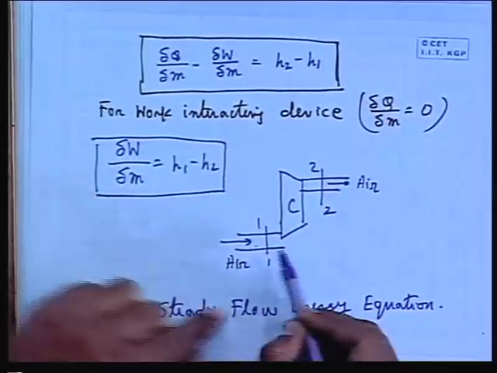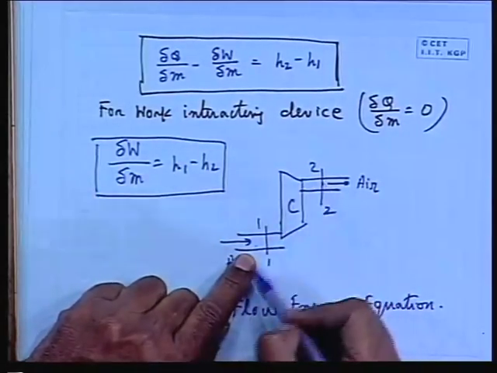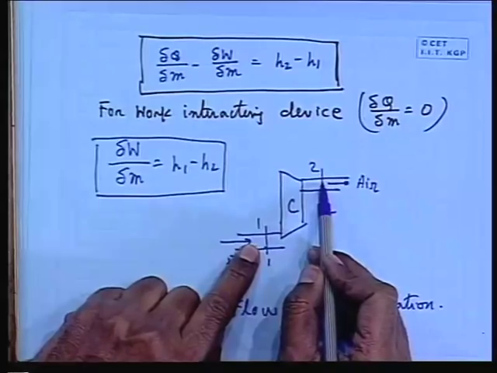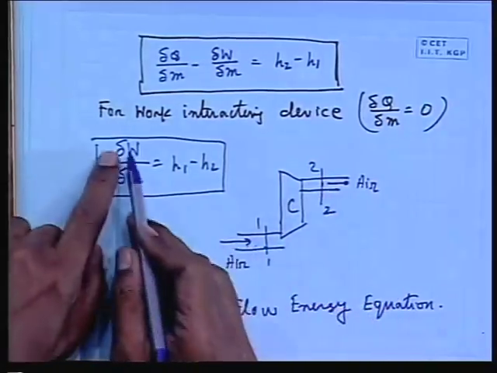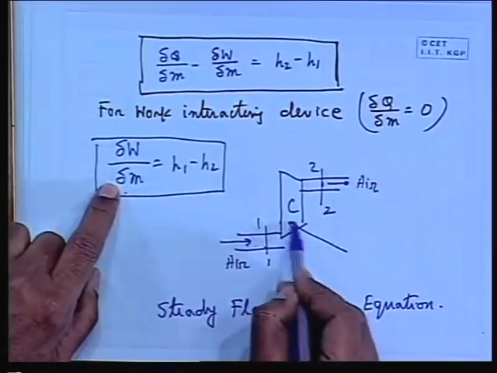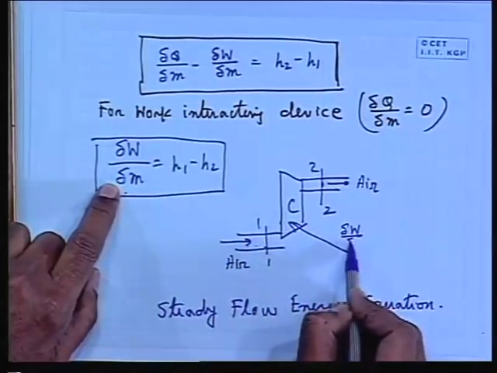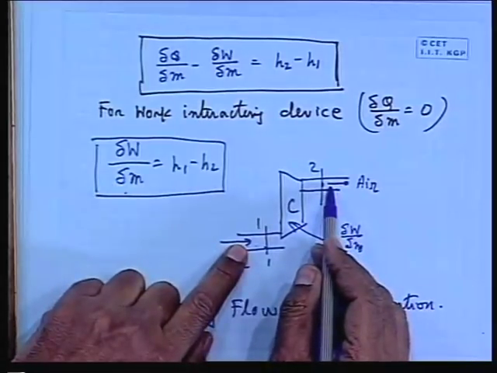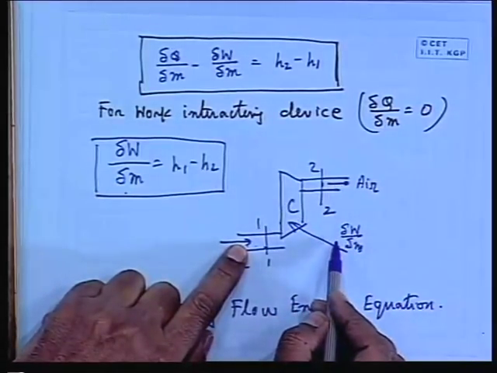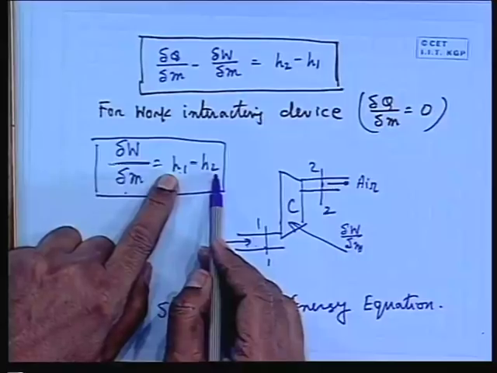Now you see that in a compressor, H2 is more than H1. Air comes in at a lower pressure and temperature and goes out at a higher pressure and temperature. H2 is more than H1, so this becomes negative, which means the compressor takes the work. Reverse is the case in a turbine. Turbine work is coming out, H1 is more than H2.